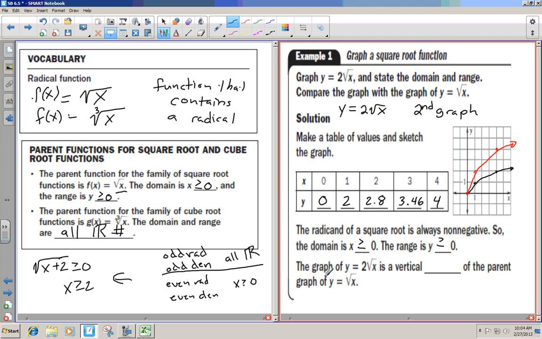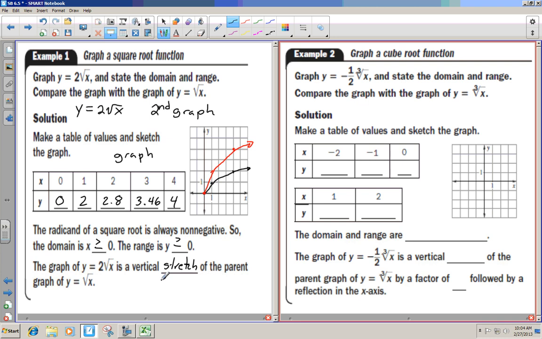So the question then, how does it compare? Well, if you just graph this, if you push graph on your calculator, you'll see this exact same graph, and you'll see that the parent function had a vertical stretch. Right? It took this point here and stretched it out to there. That's how this is set up.